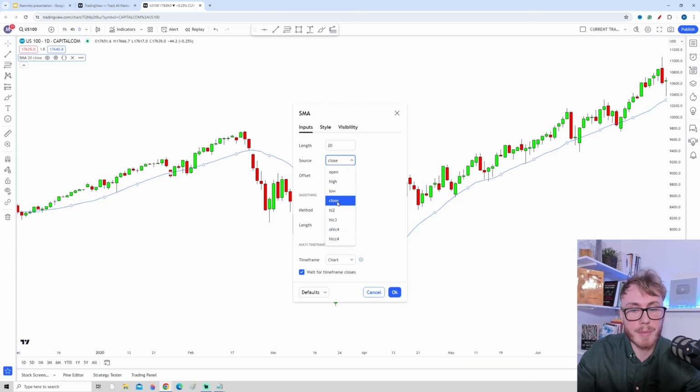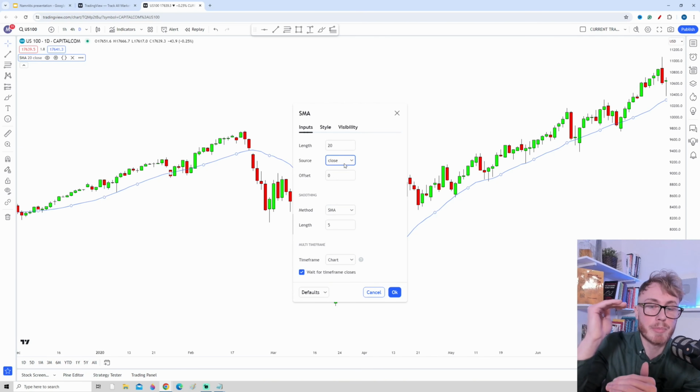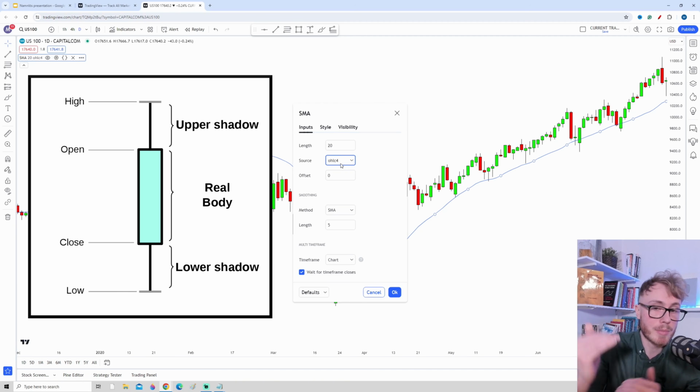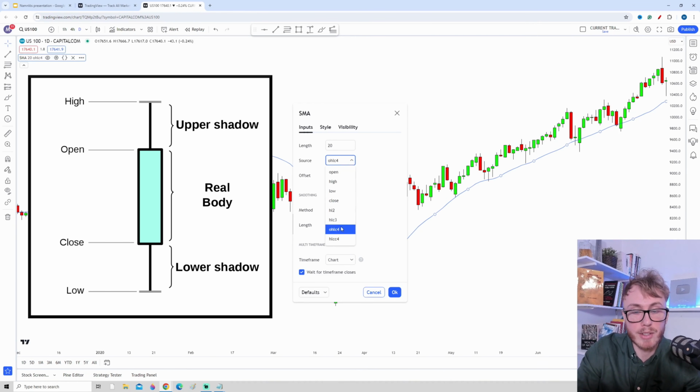Here on source, we have a few different settings. The close here basically means that the moving average bases its calculations on the closing prices, but you can change this setting. For example, the OHLC4 here will make it so that the moving average bases its calculations on the open, high, low, and close of the candle. This is a pretty common setting, but the most common one, especially for moving averages, is actually to use the closing prices here.